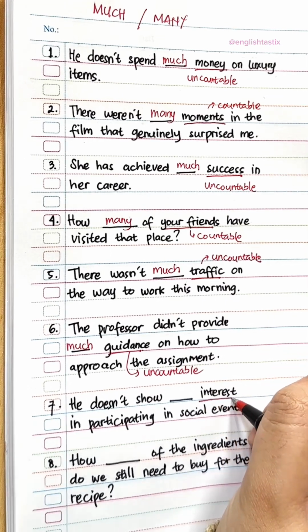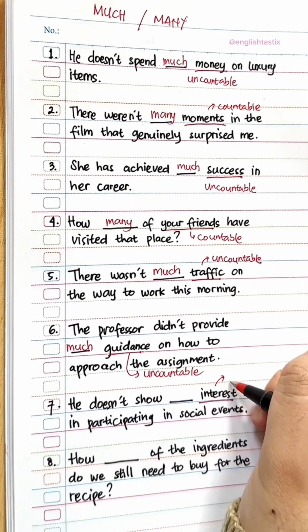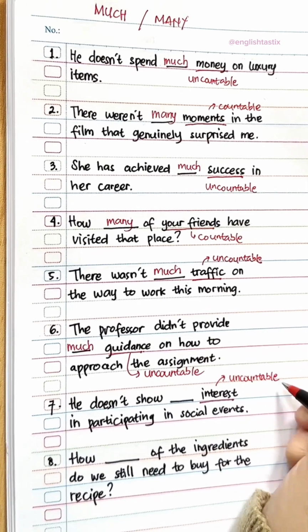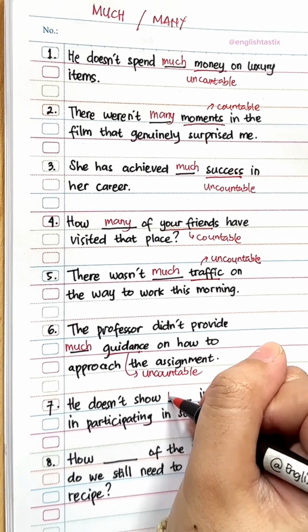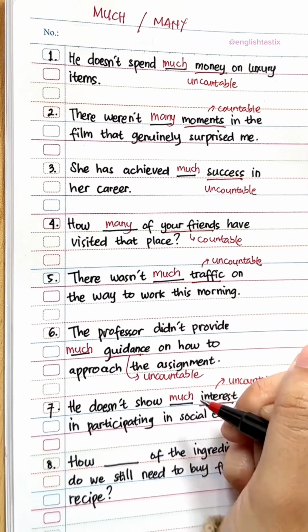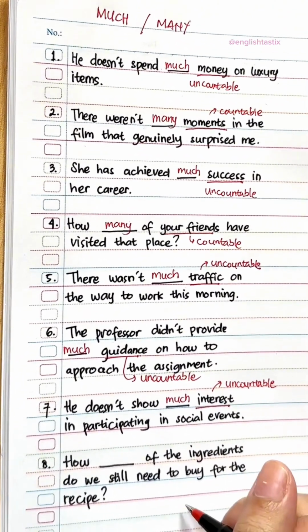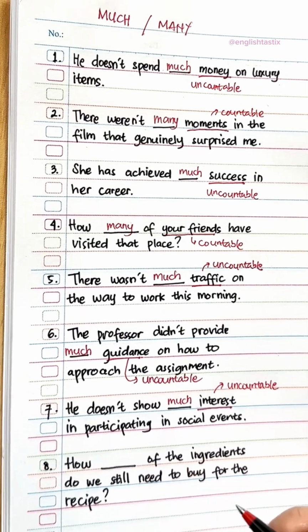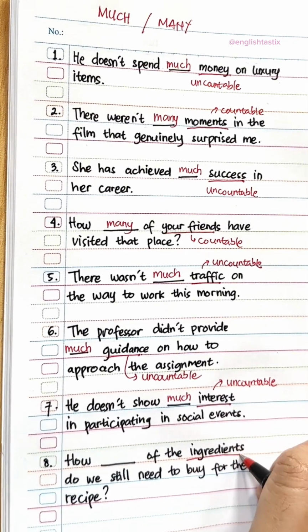The keyword here is interest. Interest is an uncountable noun. So we use much, right? We use much. He doesn't show much interest in participating in social events. Next, how blank of the ingredients do we still need to buy for the recipe?